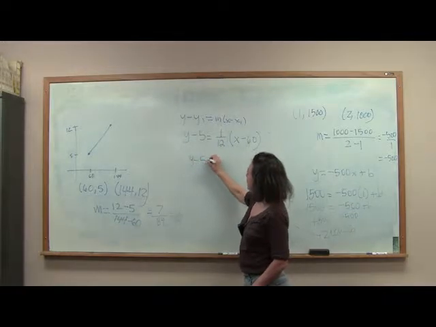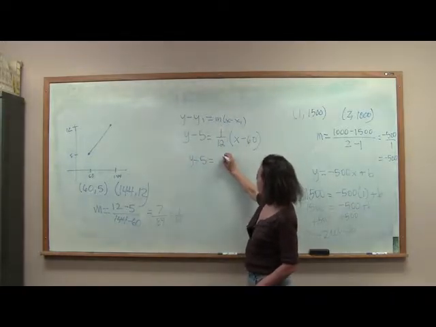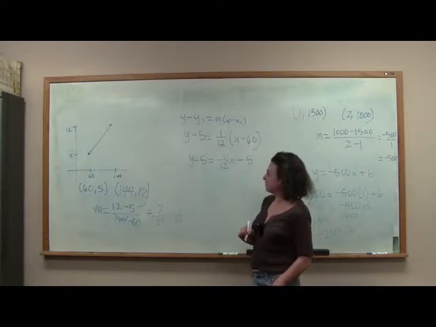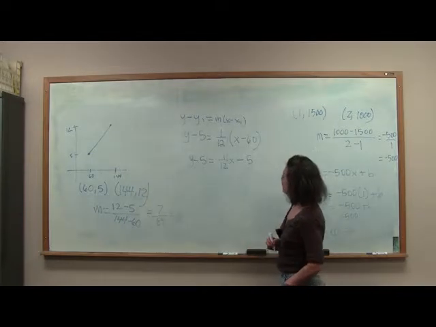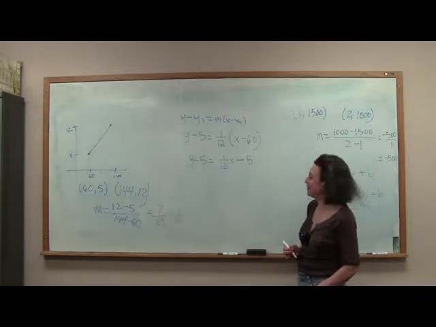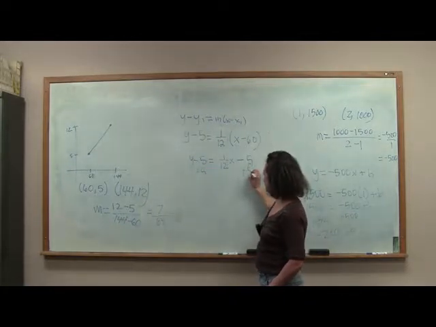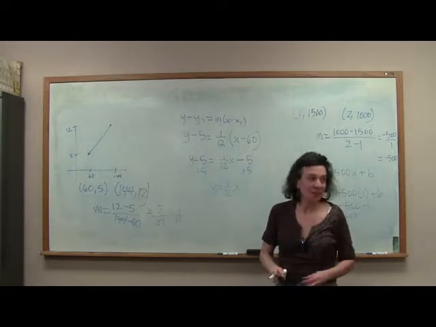So I get y minus 5. If I distribute my 1/12, I get 1/12 x. 60 over 12 is 5. Oh, this is so cute. Now to get y alone, we add 5 to both sides, so we just get y equals 1/12 x. That was fun.